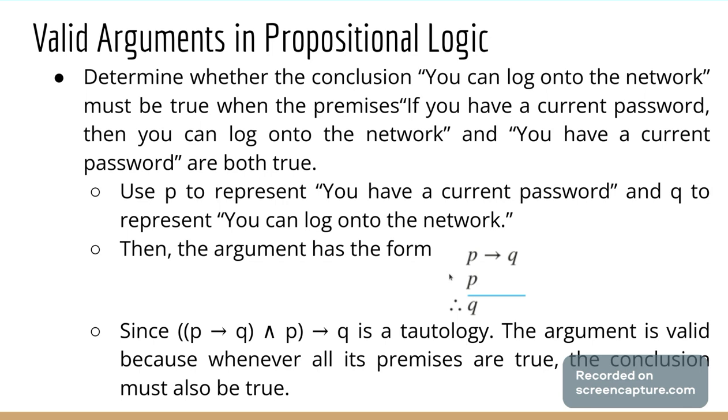Since it is a valid form, which is also called a tautology, if P implies Q is true and P is true, it automatically implies that Q is true. So this particular argument is valid since all its premises are true, that is, P implies Q is true and P is true. Since both are true, this is of valid form and Q will also be true. That is, Q is a valid conclusion.